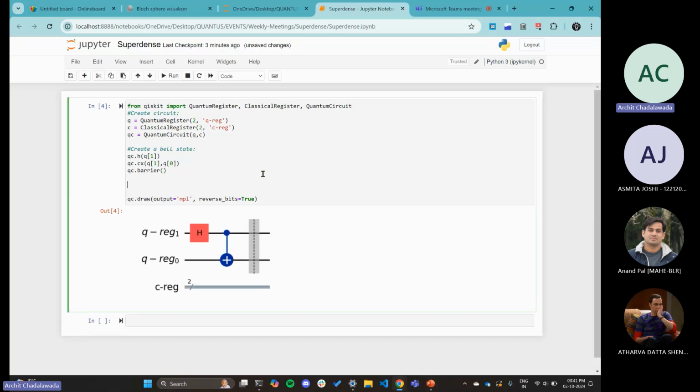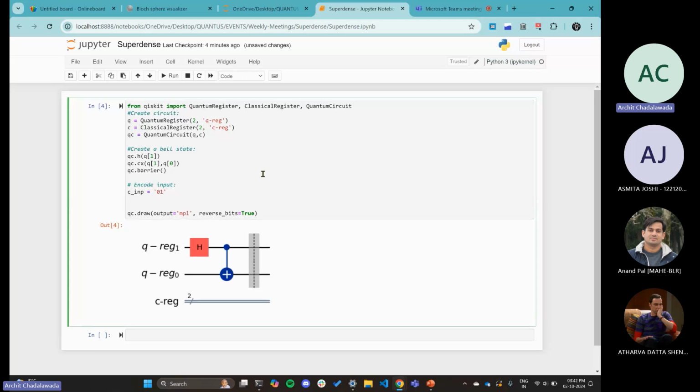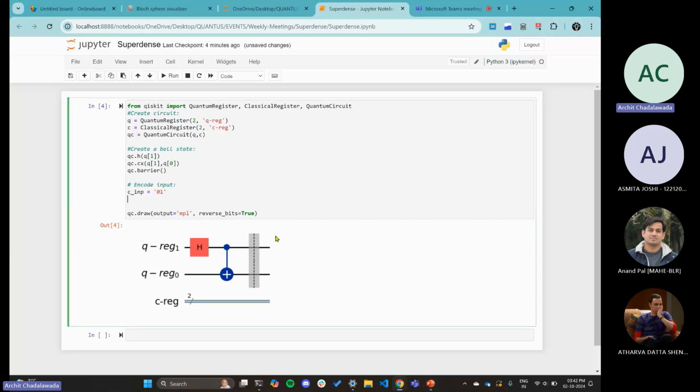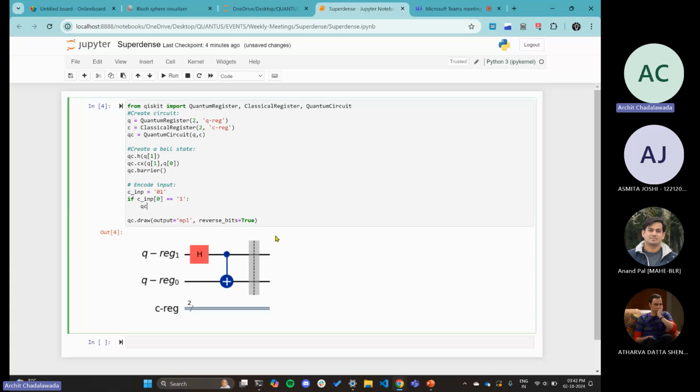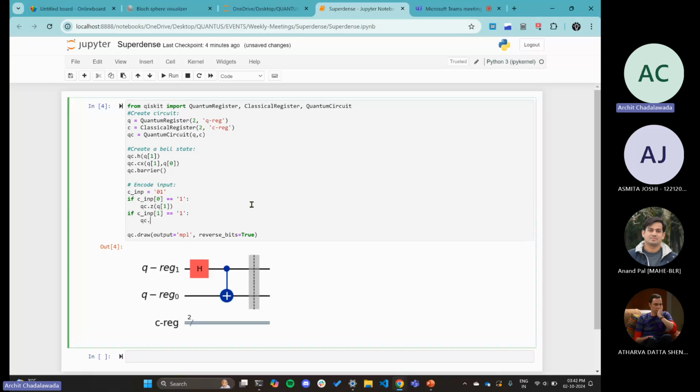So the way I'm going to implement this is I'm going to say encode the input. Let's say that a classical input is passed to us as a two-bit string. Let's say 0, 0 or 0, 1 or 1, 0 or 1, 1. So what we need to do, if the first bit is 1, we want to apply a Z gate on the first qubit. So if the classical input's first bit is equal to 1, I'm going to apply onto the quantum circuit a Z gate. On which qubit? Q1, because it's the top qubit. And similarly, if the classical input's second bit value is 1, I'm going to apply an X gate onto the quantum circuit.